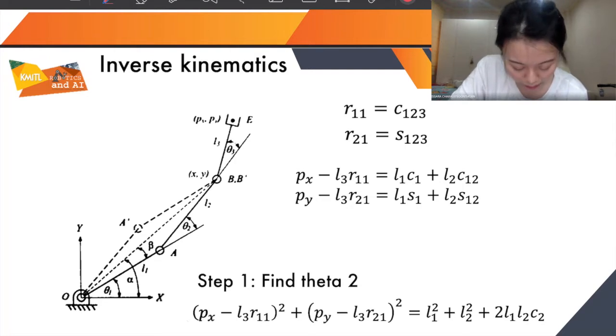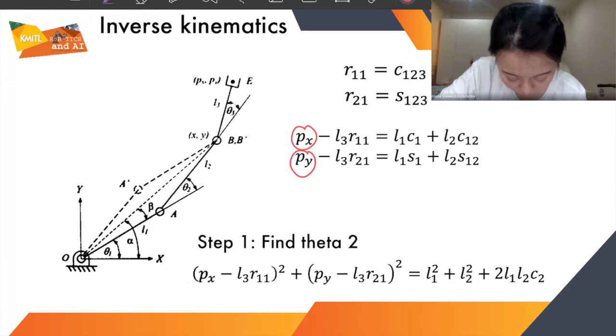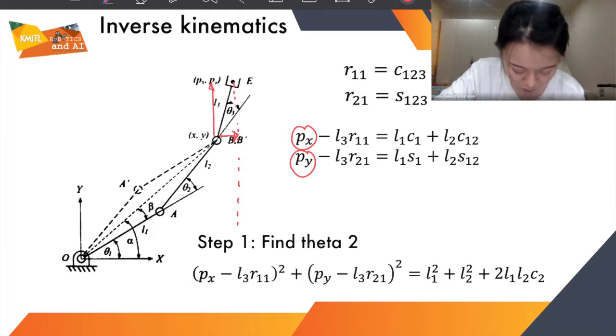For the calculation, first we have to find theta 2. Theta 2 comes from the Px and Py equations, where we set Px and Py equal to the link lengths, as we talked about in the last slide. Px is here, Py is here.